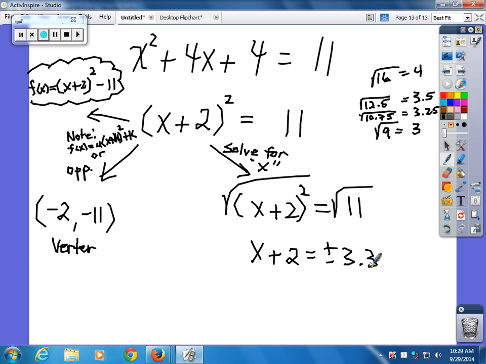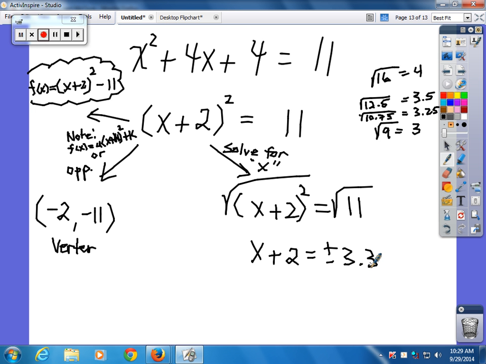Somebody take the calculator out and take the square root of 11. What do you get? 3.3. This is a miracle.